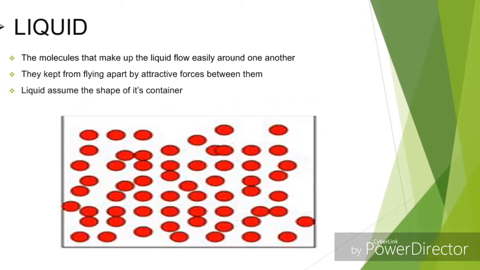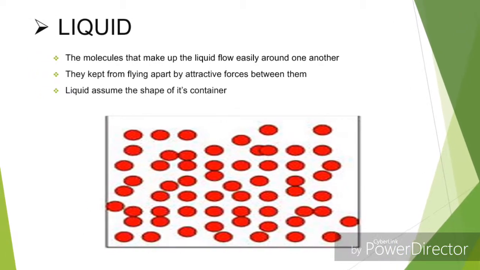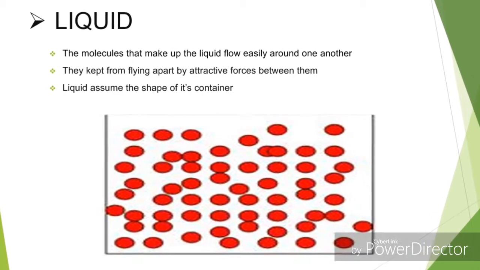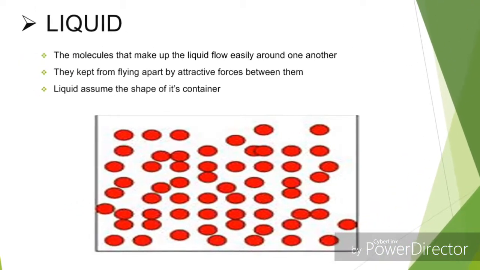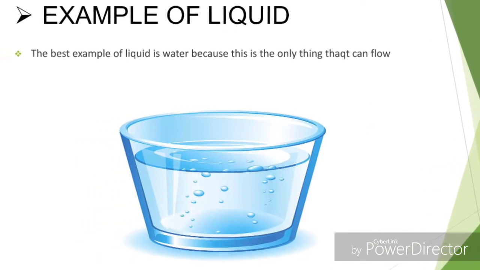The other one is liquid, where the molecules have a larger space between them compared to a solid. The liquid phase is the only matter that can flow and copy the shape of its container. The best example of liquid is water.